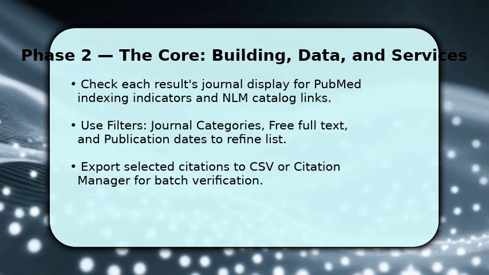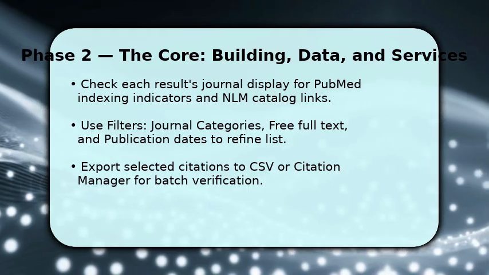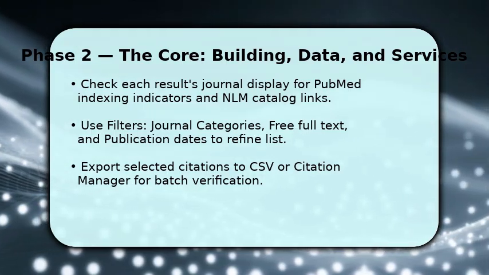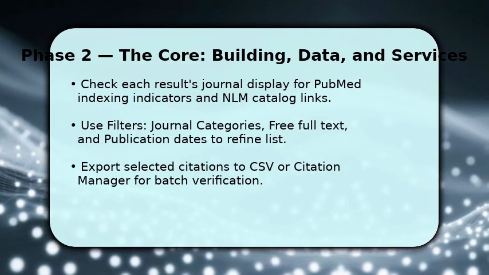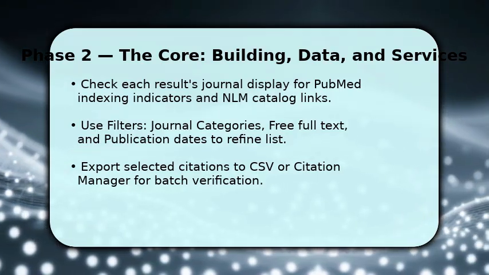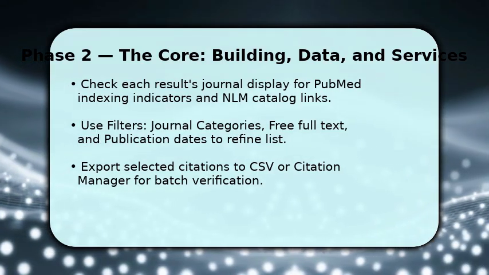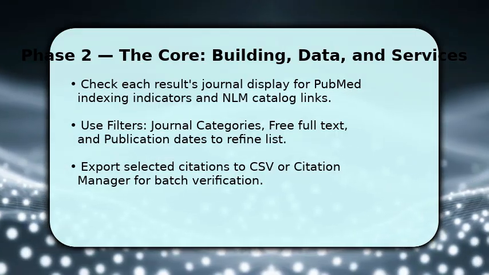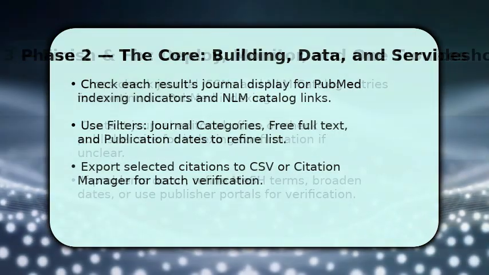Export citations to CSV or a citation manager to batch check publisher details and ISSN. Once you have a short list, compare journal titles. To finish, confirm each journal by matching ISSN and NLM catalog records to ensure it is PubMed indexed continuously.